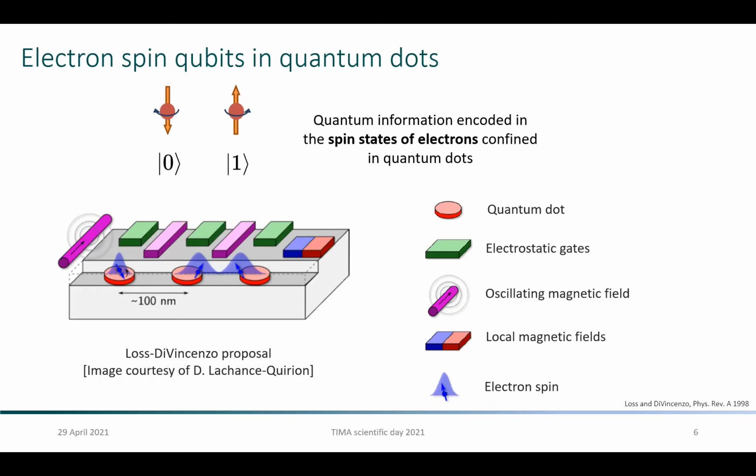Then, in order to have our two desired spin states, we need to apply an external magnetic field, and we're ready to manipulate our qubits and perform quantum computation sequences by using local magnetic fields applied with micromagnets, for example.